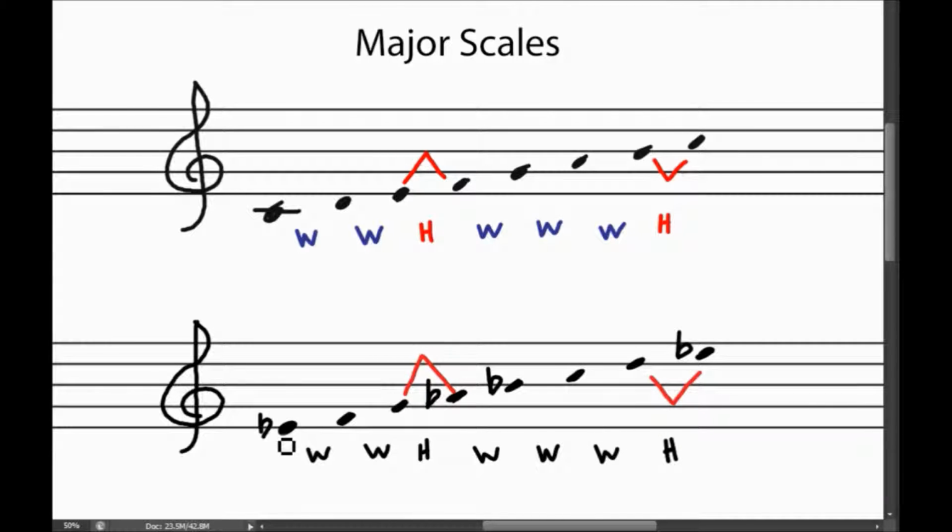So we can see in the key of E flat, this E flat major scale, we have 3 accidentals, the E flat, the A flat, and the B flat. And we've successfully replicated the pattern here.